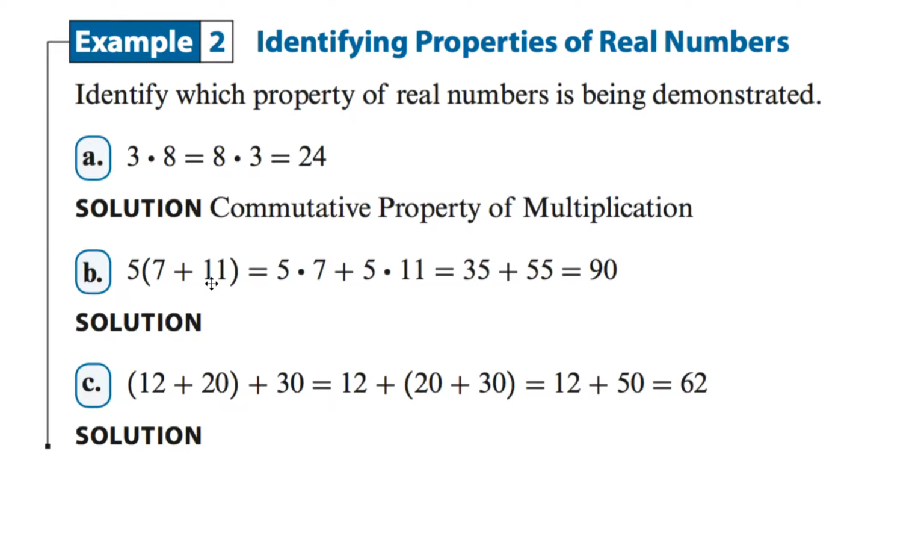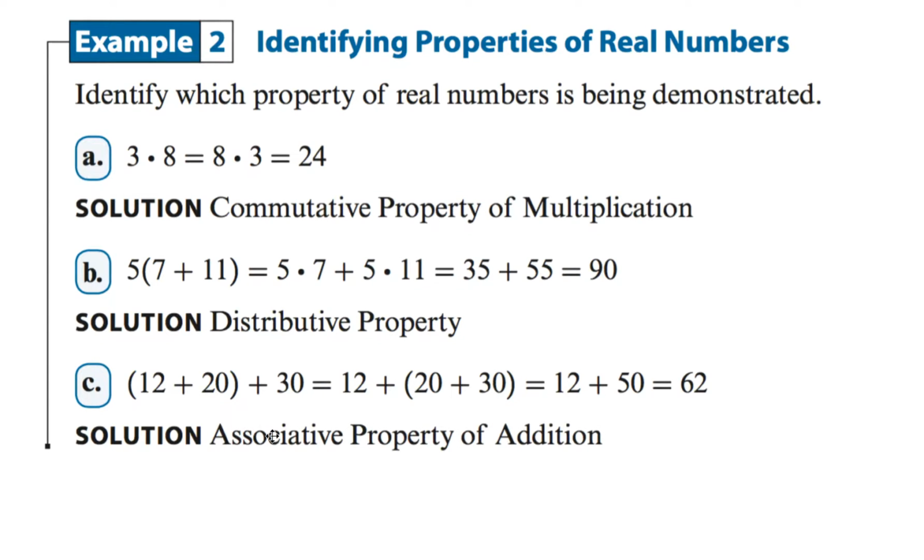In letter B, we've got some parentheses here. And we're multiplying the 5 through the parentheses. So that looks like the distributive property. Letter C, we've got parentheses as well, but we're grouping the numbers differently. We have 12, 20, and 30. And on the left, we're grouping 12 and 20, but on the right, we're grouping 20 and 30. So this is a grouping property, so remember that was the associative property.